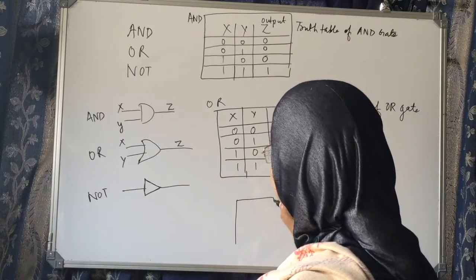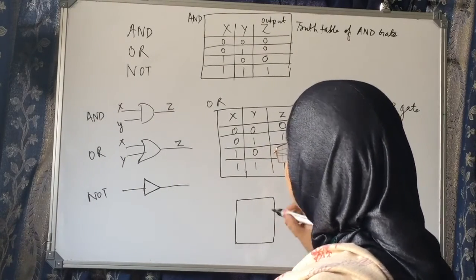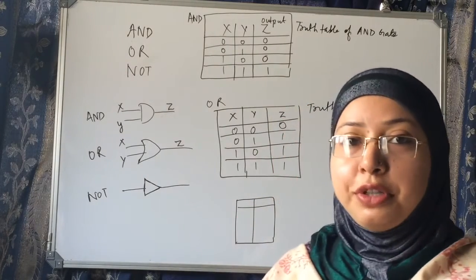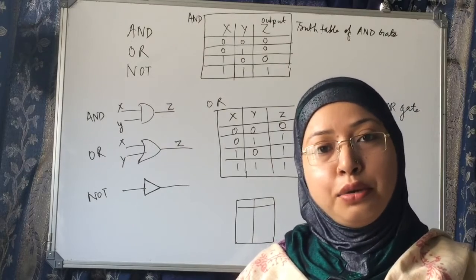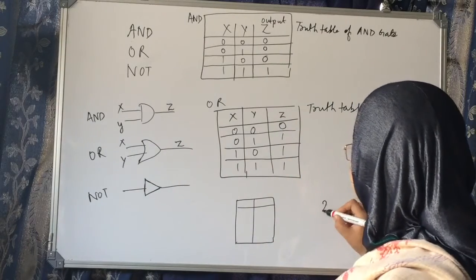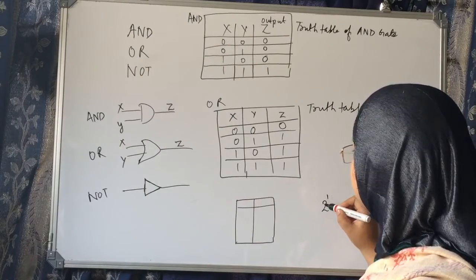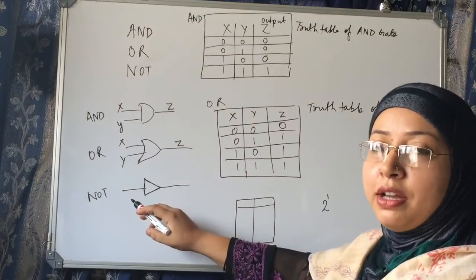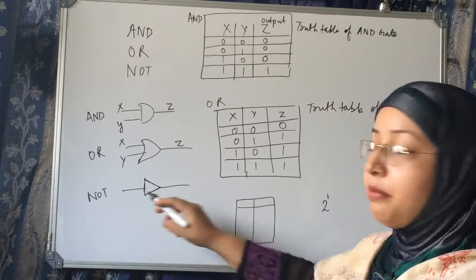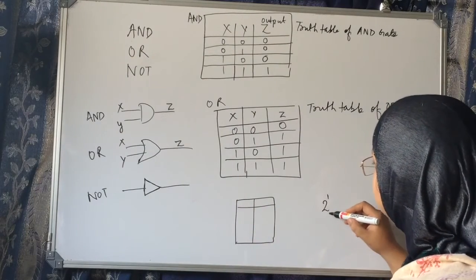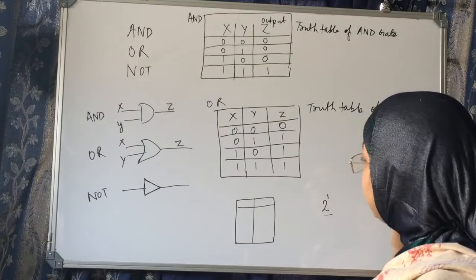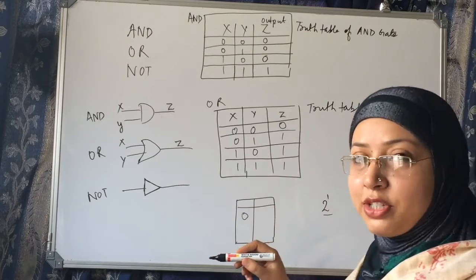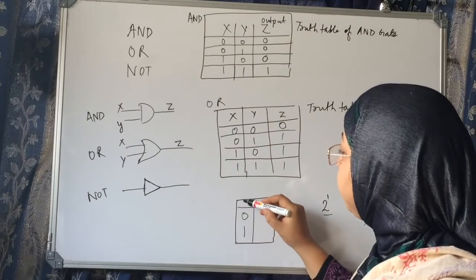Okay, so it has only one input. So the number of combinations possible will be 2 to the power of 1, that is 2. The number of combinations possible is 2 to the power of n. What is n? One input. Because you have only one input, the number of combinations possible is 2 to the power of 1, that is 2. So what are the combinations possible? Either it can be 0 or it can be 1.